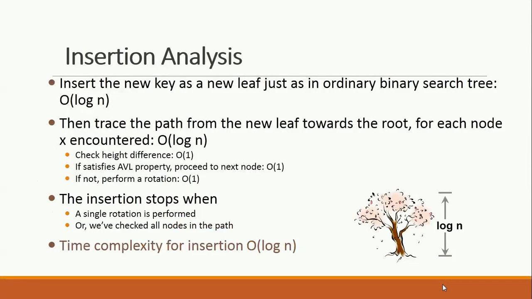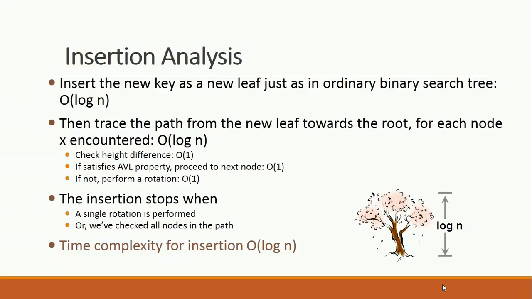Now in the insertion analysis, you see what we have done. Inserting a new key as a leaf node, because every time we are inserting at a leaf node, just as in an ordinary binary search tree would be order of log n. See, this tree is a balanced tree. At any moment of time, since every time it is violating the property we are balancing, the height will never go more than log n. In that case, since every time we are doing the insertion at the leaf, the complexity of the insertion would be same as the binary search tree, that is order of log n.